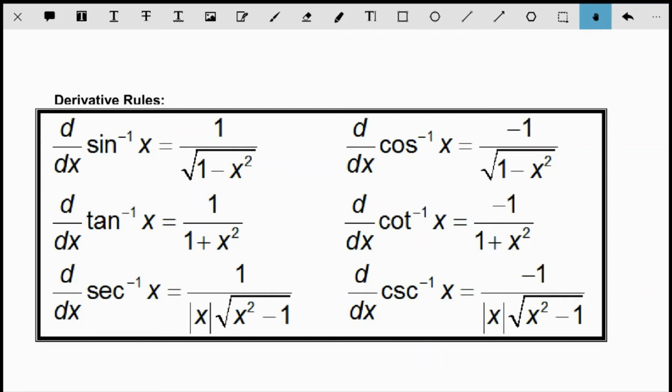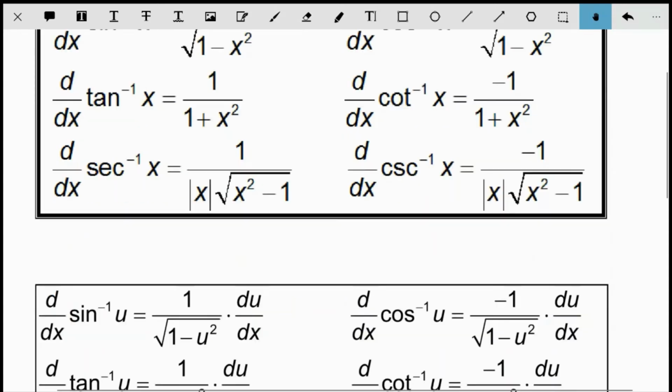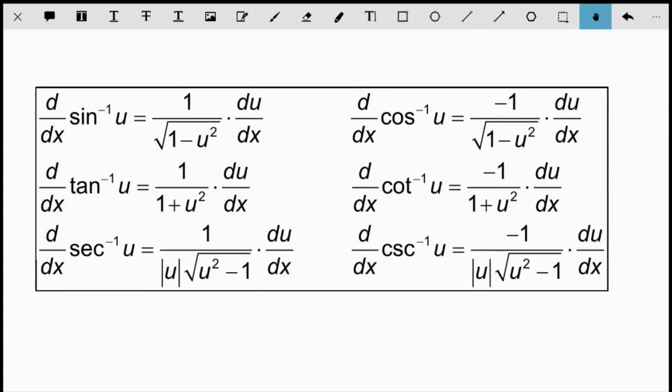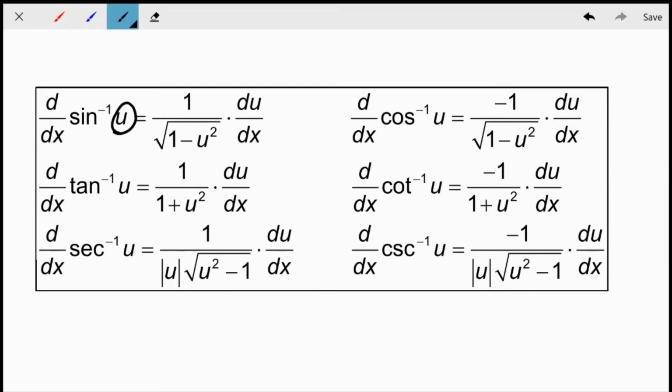But also keep in mind, if the argument for your inverse trig function is not just x, then the chain rule comes into play. And that's what this next set is showing you. So it's the exact same rules, just taking into account that if the argument for the inverse sine in that case is a u, then I'm going to have to multiply by du dx. Okay, so just don't forget to use the chain rule when it's appropriate.